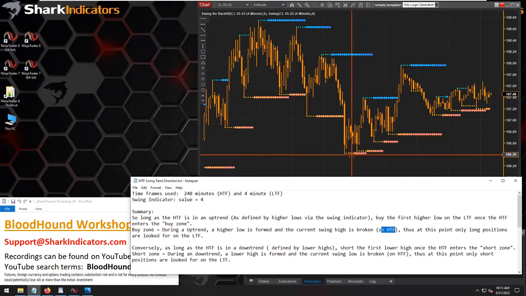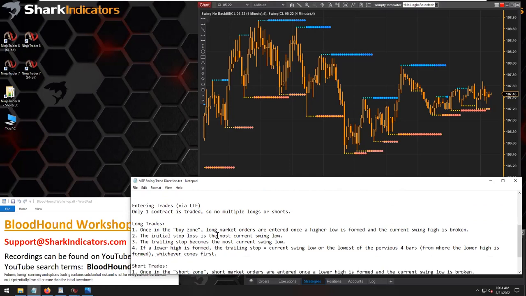So that's the two conditions we're looking for, not just higher lows. As we can see here, we have four higher lows, but we also need a break of the swing high. Right where my cursor is, that break of the swing high is the second condition. Once we get that break on the higher time frame, the higher time frame is in an uptrend, so only long positions are taken on the lower time frame.